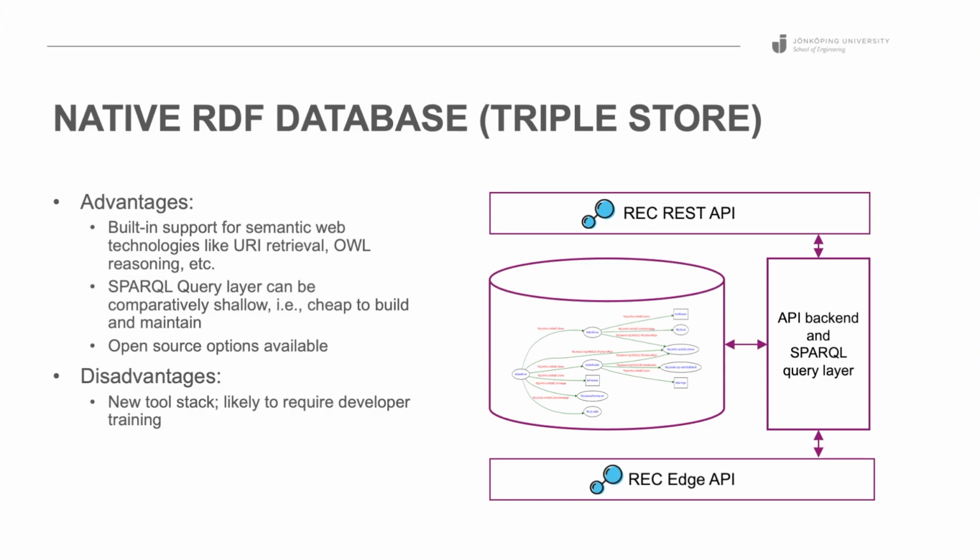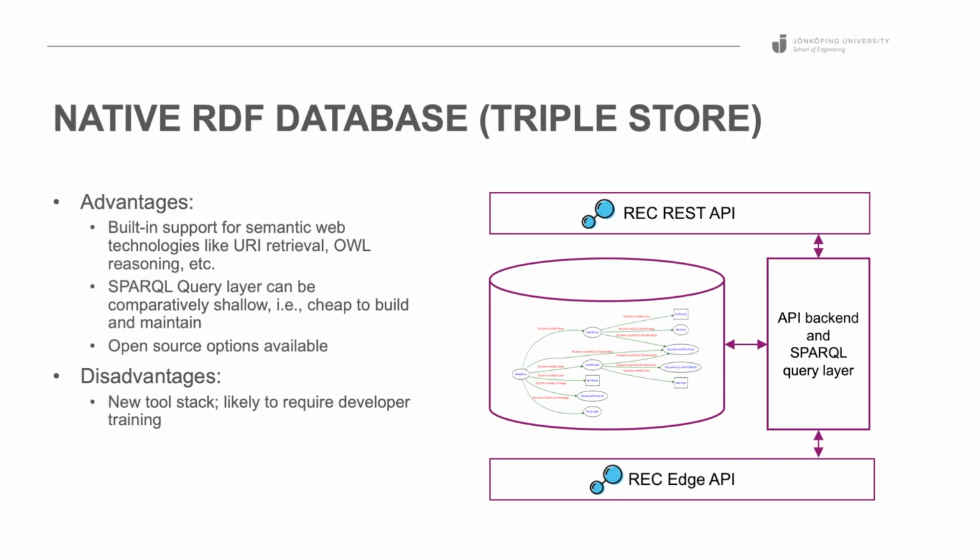The SPARQL query layer needed to translate the APIs into the database can be comparatively shallow, a comparatively simple mapping of REST API or Edge API to data structure within the database. So it's comparatively cheap to build and cheap to maintain. And there are open source options available for this type of technology. So you, in the ideal case, need to pay very little.